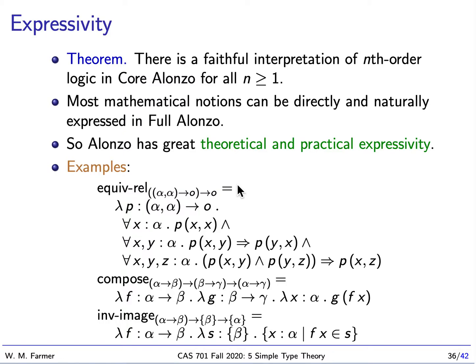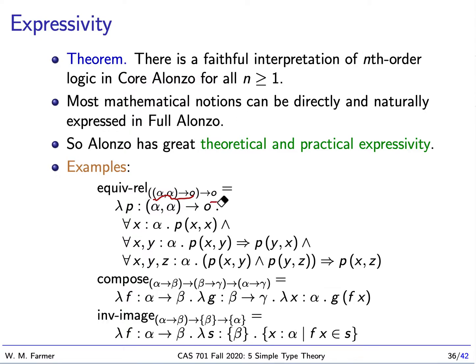Okay, so I'm going to show you some very simple examples. These are examples of three constants. The first is a constant which takes a relation. You can see here it takes a binary relation and gives back true or false. It gives back true if the binary relation is an equivalence relation, and it gives back false otherwise.